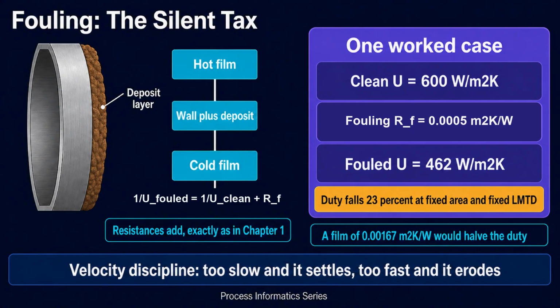Put numbers on it. Take a clean overall coefficient of 600 watts per square meter per Kelvin and a fouling resistance of 5/10,000ths of a square meter Kelvin per watt. The fouled coefficient falls to 462, and at fixed area and fixed log mean temperature difference, the duty falls with it, a loss of 23%. Design responses come first, and velocity discipline is the strongest. Too slow and particulate settles and biofilm establishes. Too fast and erosion and pumping cost take over.